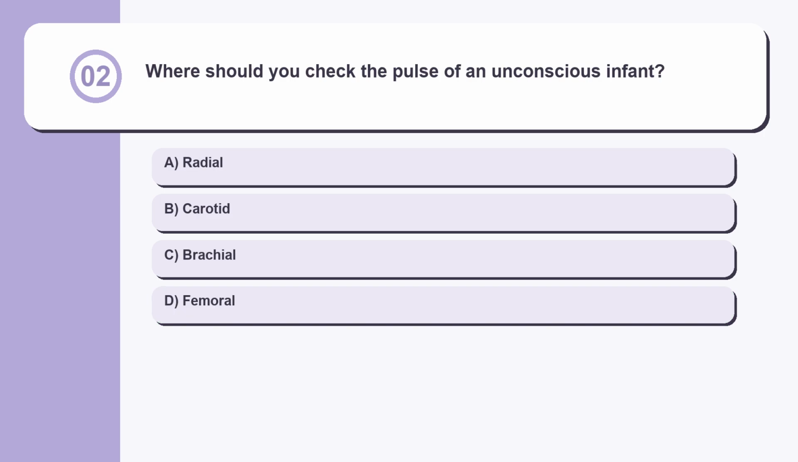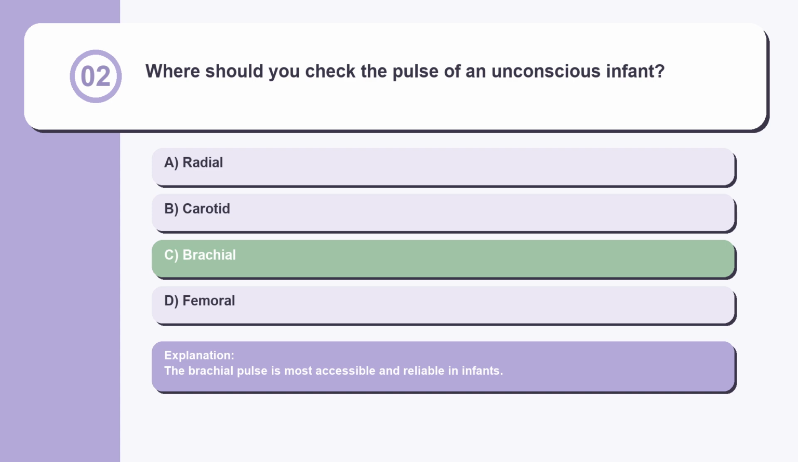Question 2. Where should you check the pulse of an unconscious infant? Radial, carotid, brachial, femoral. The brachial pulse is most accessible and reliable in infants.